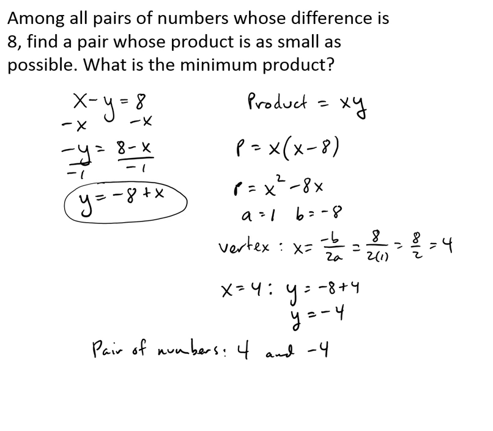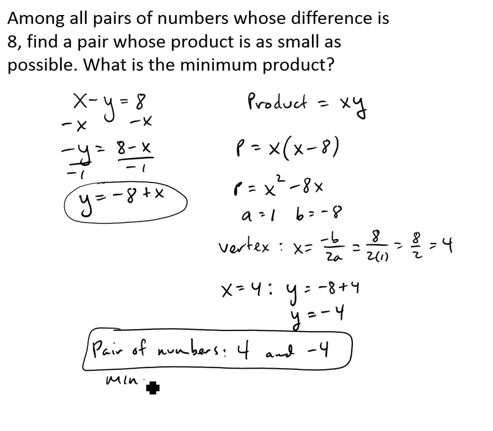Now let's verify those two numbers have a difference of 8. If I were to subtract them, I would get 8. They're 8 units apart on the number line. And their product, according to the way that we got these values by finding the vertex of that quadratic function, these two numbers generate the smallest product out of all pairs of numbers whose difference is 8. So this is essentially the first part of what we're being asked to find. Find a pair whose product is as small as possible. Then the second question, what is the minimum product?